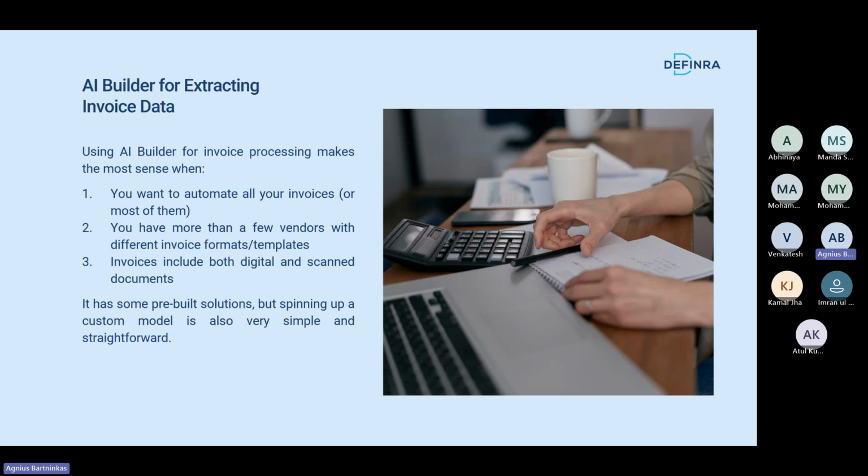But it also makes a lot of sense if our invoices all include both digital and scanned documents, because building native Power Automate flows without any intelligence that would process both of these will usually not make a great business case. It will usually be complex, difficult. It will not have a high accuracy rate, and it will cost a lot to actually build it. So in those cases, AI Builder makes a lot of sense.